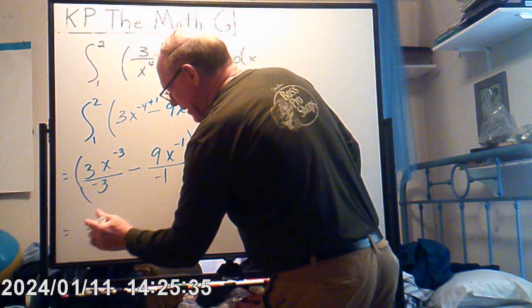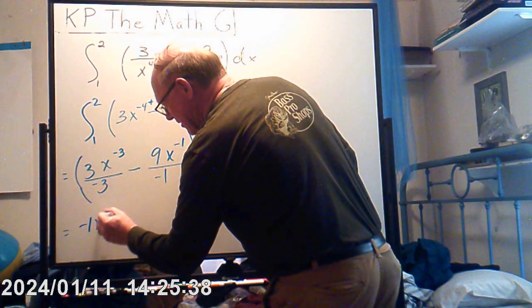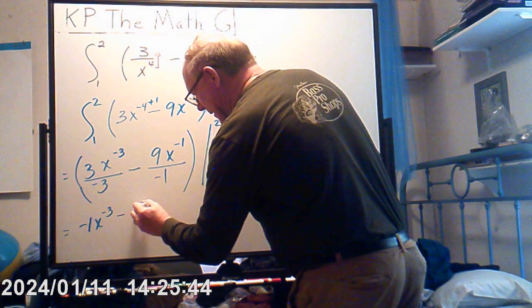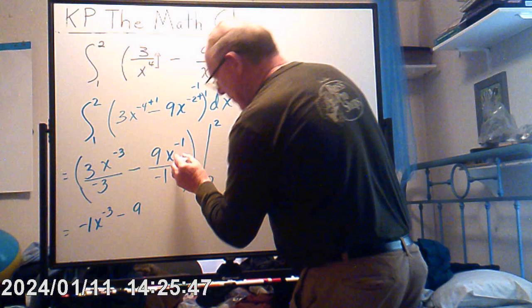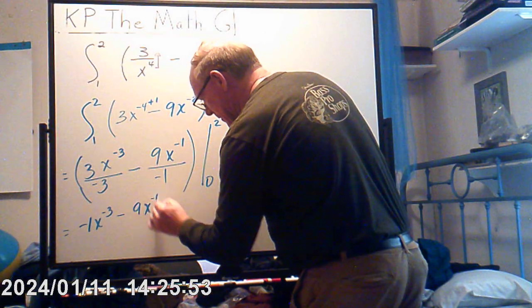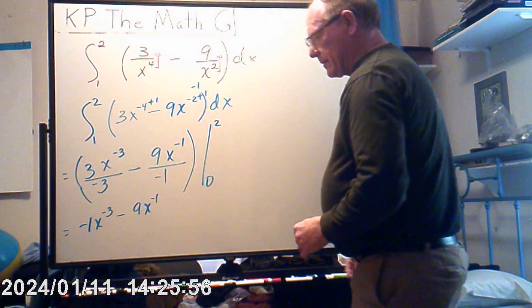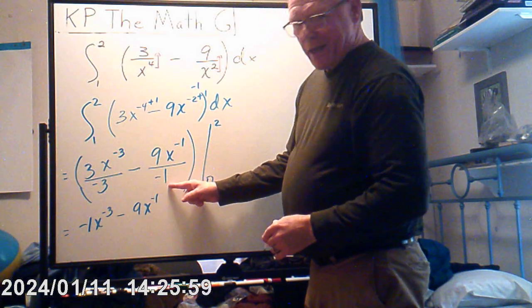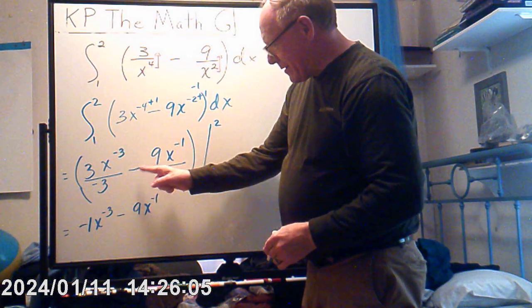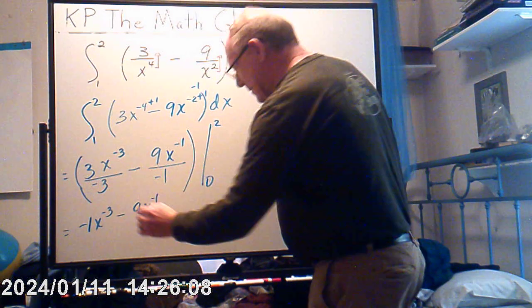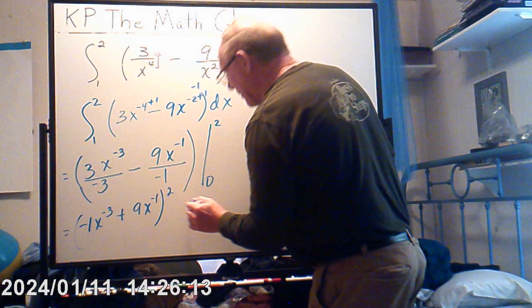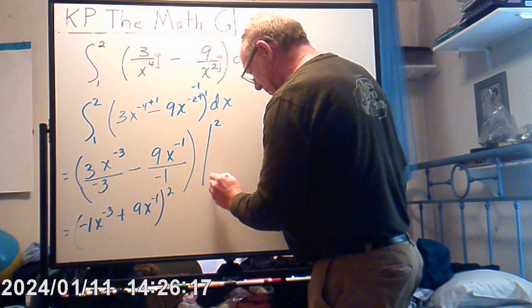3 over negative 3 is negative 1, so negative 1x to the negative 3. Here's a mistake that some people make. 9 over negative 1 is negative 9, isn't it? But there's a minus sign here. Treat that as a negative. So negative divided by a negative is a positive. And I believe if I had to go back, this is not from 0 to 2, it's from 1 to 2.